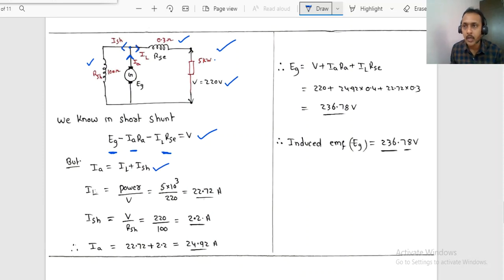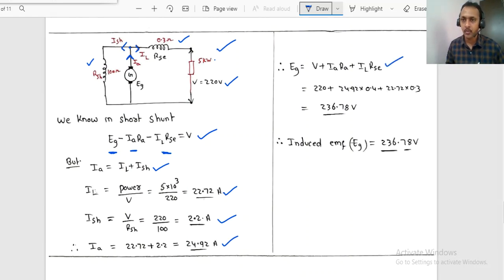IL, power by voltage. Power already specified 5 kilowatt. 5 into 10 power 3 divided by 220, right? So 22.72 amps. ISH, the voltage across V divided by RSH. So 220 divided by 100, 2.2 amps. Now what will be the armature current IA? 24.92 amps. Therefore, our generated voltage EG will be equal to V plus IA RA plus IL RSC.